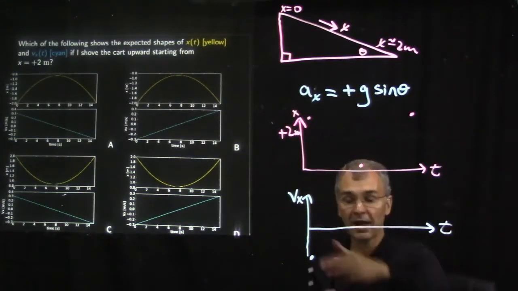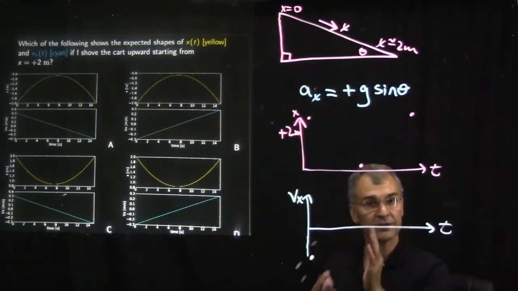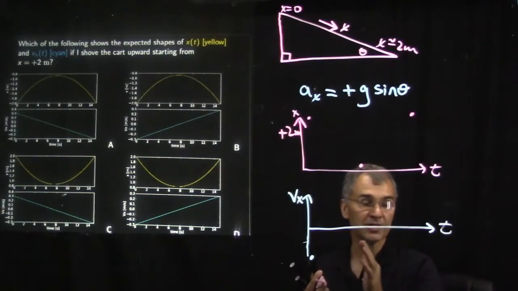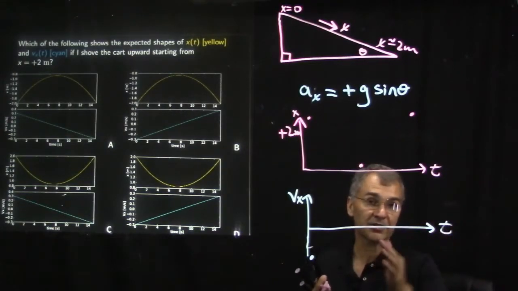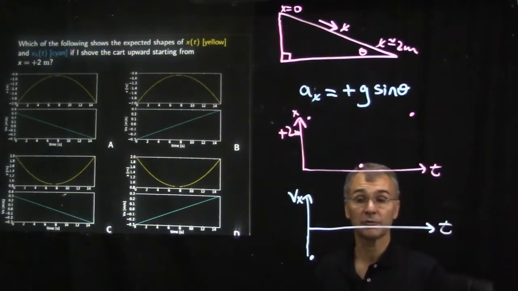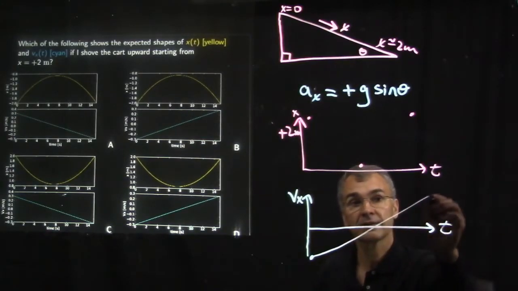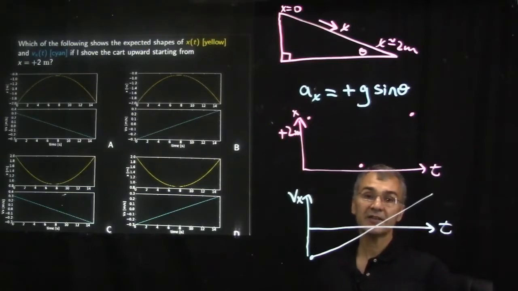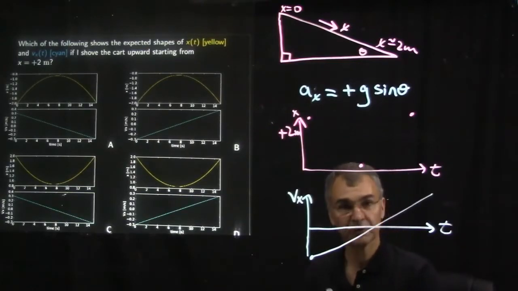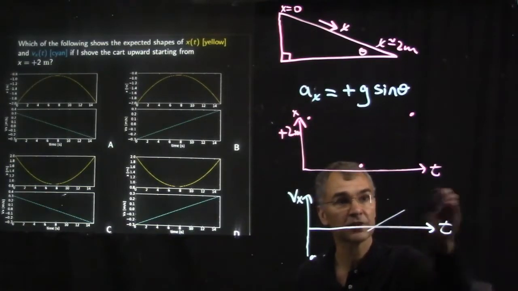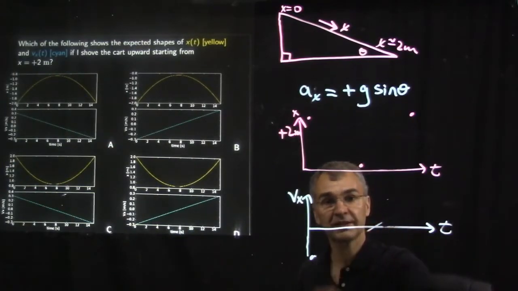And then when I first shove it, there's something complicated happening. But then after I release it, it's just acting under the influence of gravity, until either I catch it or it crashes into an endpoint. So it should have a positive slope after that. And also it should have a positive constant slope. So I should really be very careful to draw this as a straight line.